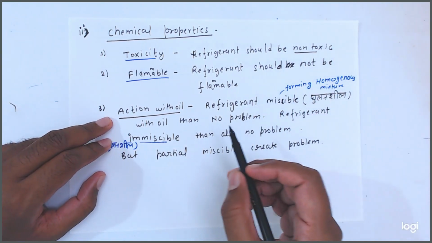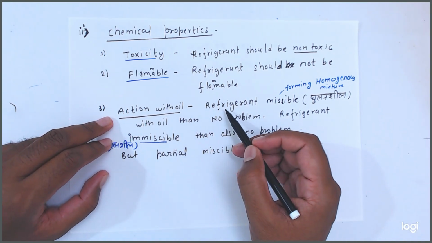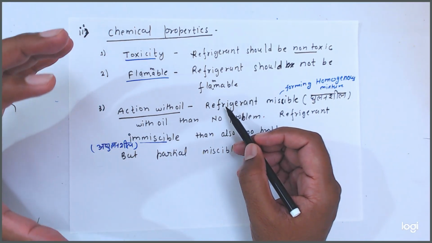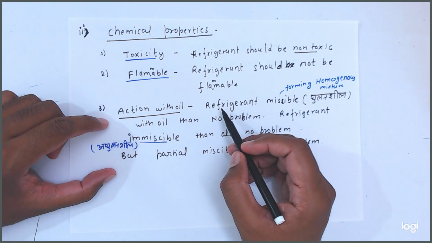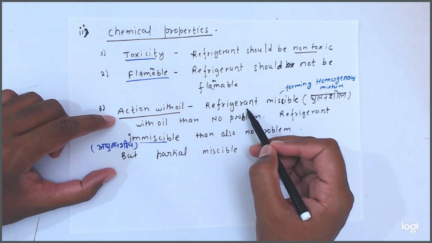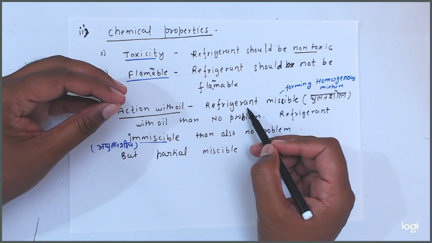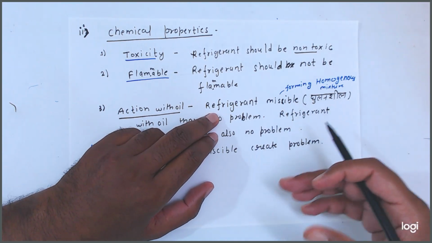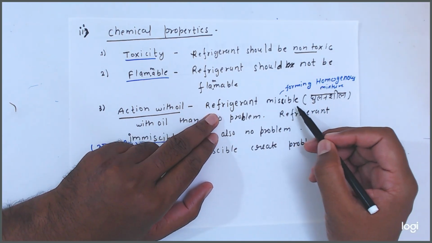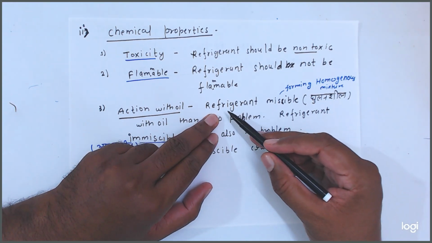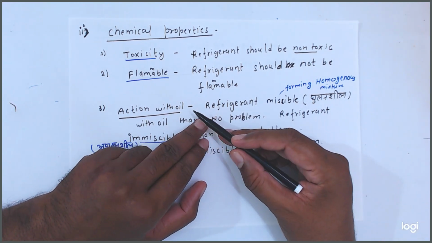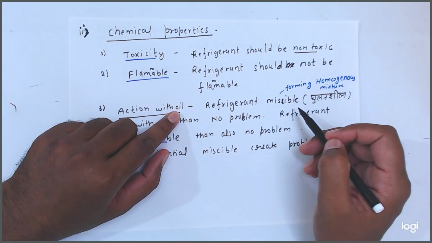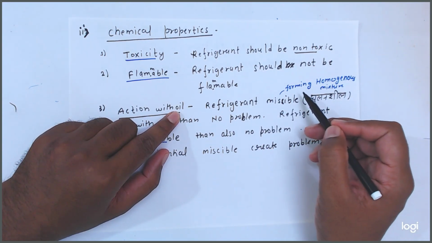Action with oil. So what happened, friends? In the compressor, we are using oil so that proper and smooth performance will be there. But some refrigerant will act on the oil and mix with it. We can say some refrigerant mixes with oil and the oil becomes part of the refrigerant. It will not create a problem because it will rotate with the refrigerant in the circuit.